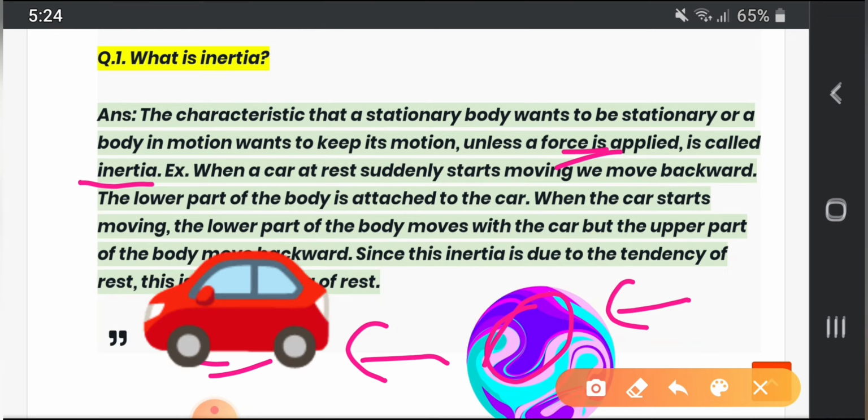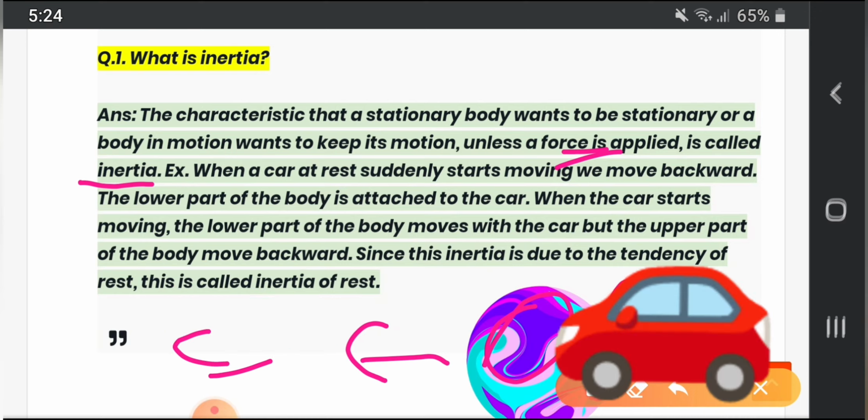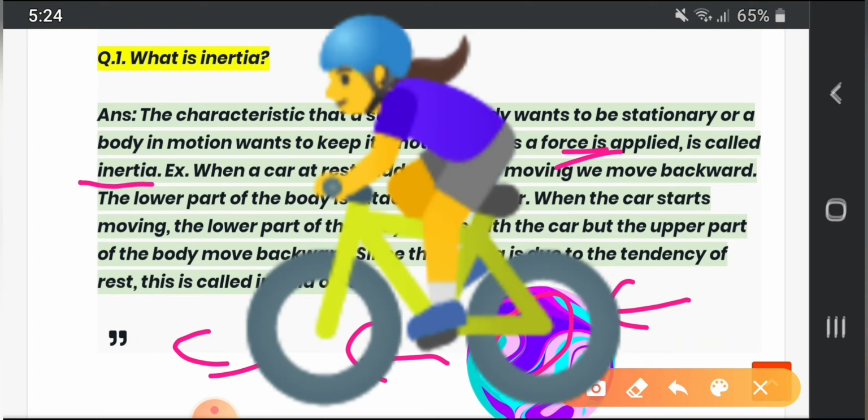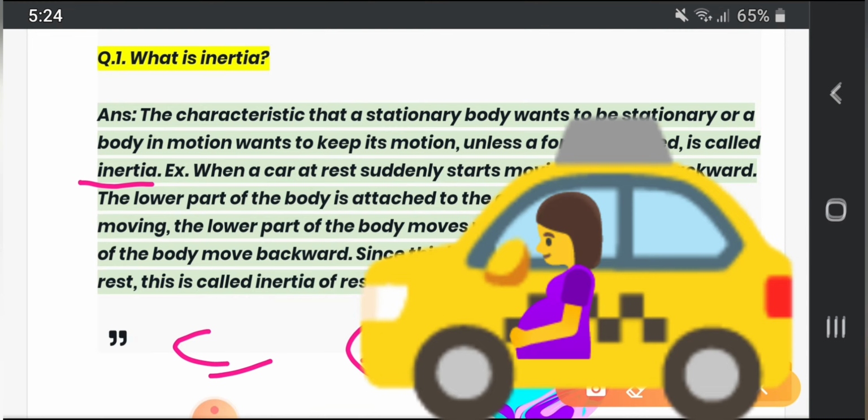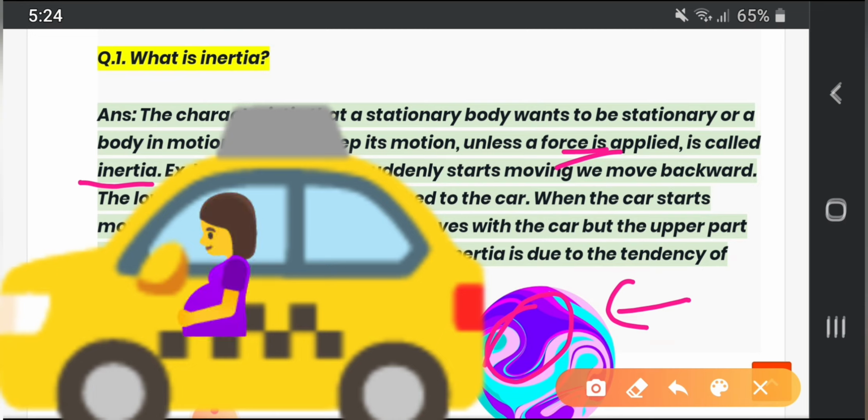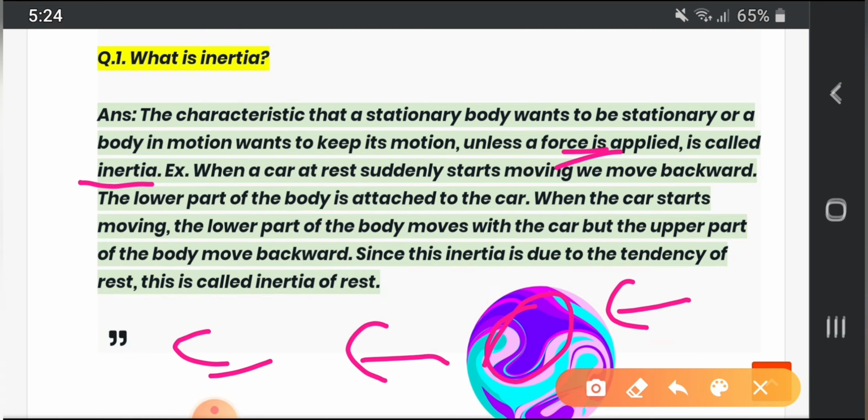When a car at rest starts moving, we move backward. The lower part of the body is attached to the car. When the car starts moving, what happens? The lower part of the body moves with the car, but the upper part of the body moves backward. Since this inertia is due to the tendency of rest, this is called inertia of rest.